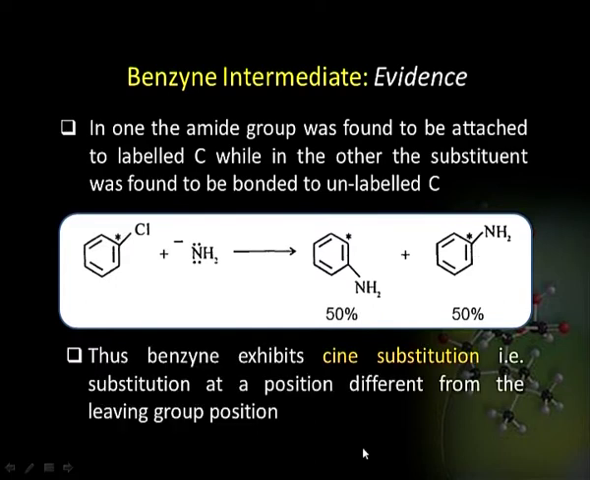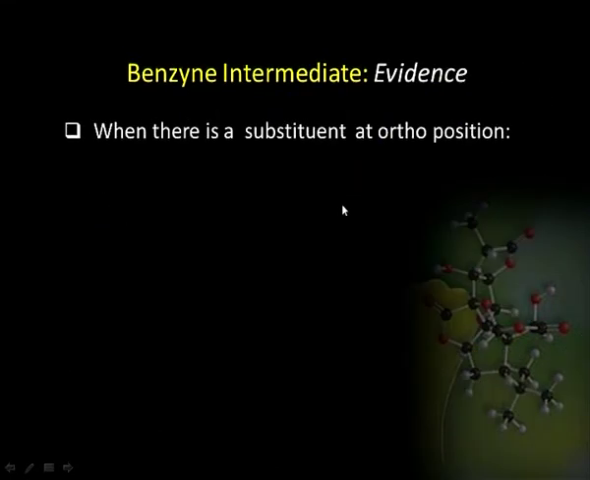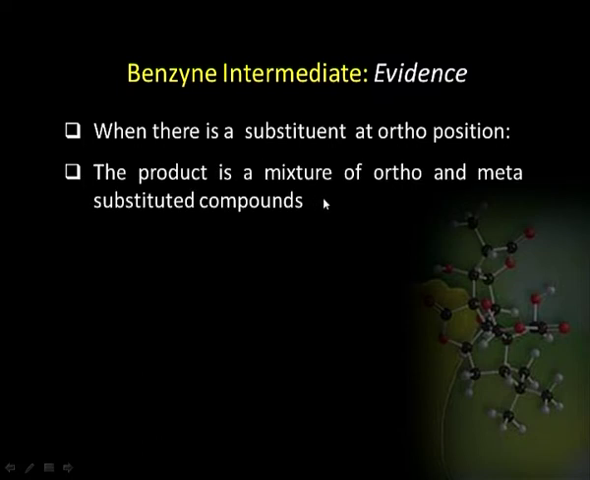Thus, benzyne exhibits cine substitution, that is, substitution at a position which is different from the one which was occupied by the leaving group. So, this is the leaving group which was attached to this labeled carbon, but we have a product where the carbon is not labeled. Another evidence for benzyne intermediate existence is when there is a substituent at the ortho position of aryl halide. It is observed that the product is a mixture of ortho and meta substituted compounds.